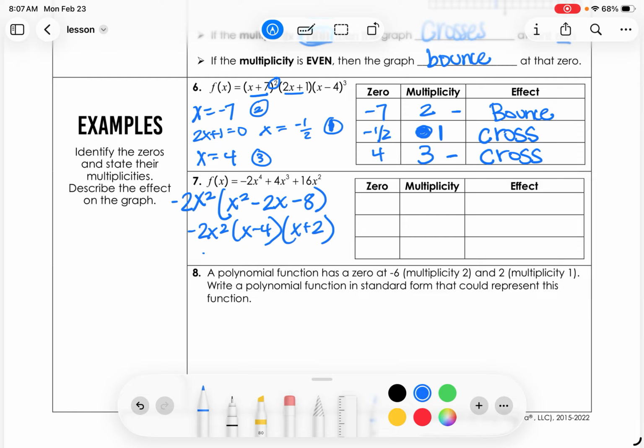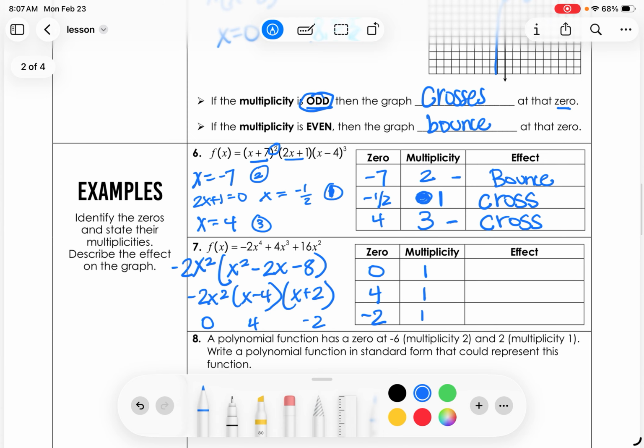So our first 0, that's going to be 0. This one will be 4, and that one will be negative 2. If we set all of those equal to 0, all of them should have a multiplicity of 1. None of those have any type of squares or exponents or anything like that. So they have a multiplicity of 1. So for all of them, because they have a multiplicity of 1, 1 is odd, they are going to cross. Okay.